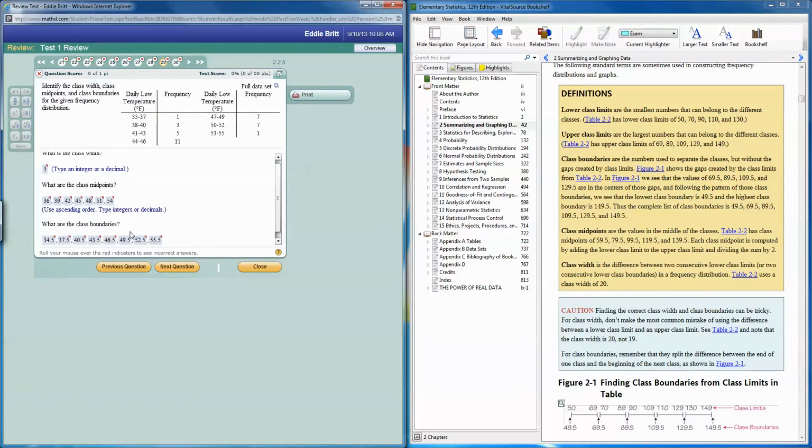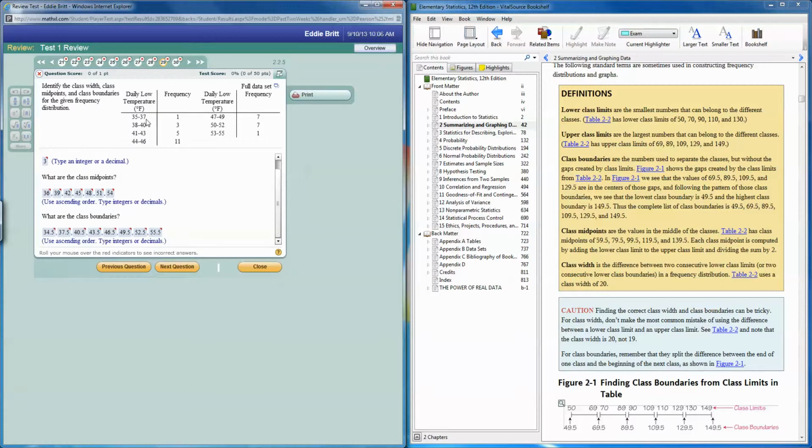Now what I was talking about earlier, the class boundaries. You have to take the difference between a lower class limit and a previous upper class limit. So that gives you one unit. So you take 1 and you divide by 2, you get 0.5. Alright, we start off here at the smallest lower class limit. Subtract 0.5 from that and you get 34.5.